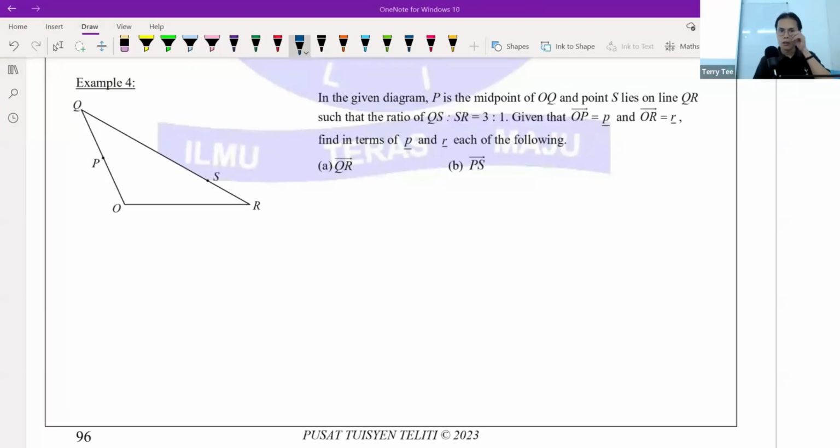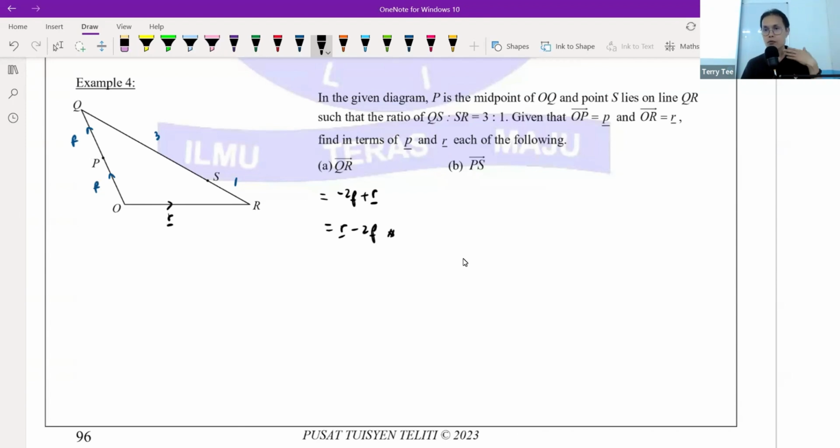That's your answer. In this diagram, P is the midpoint. So for me, I will label everything. Like OP is P, OQ is 2P because P is the midpoint. And then point S lies on QR such that the ratio is 3:1. Your vector OP is P, vector OR is R. So I'm supposed to find QR. QR is very simple. Look at the diagram. We go down, minus 2P plus 1R. Yeah, minus 2P plus 1R, or you can write R minus 2P.